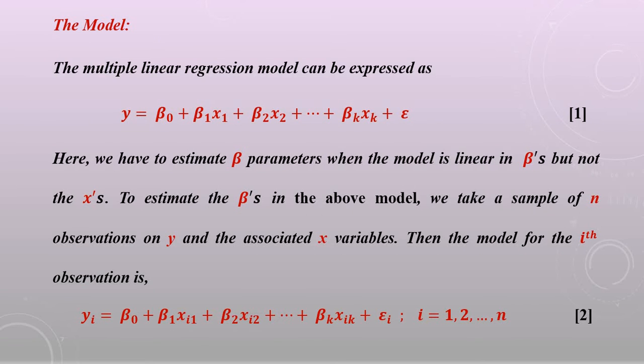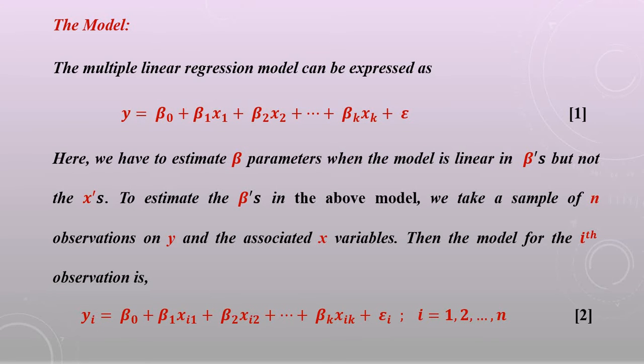The multiple linear regression model can be expressed as y equals beta naught plus beta 1 x1 plus beta 2 x2 plus ... plus beta k xk plus epsilon. Here we have to estimate the beta parameters, when the model is linear in the betas but not in the x.